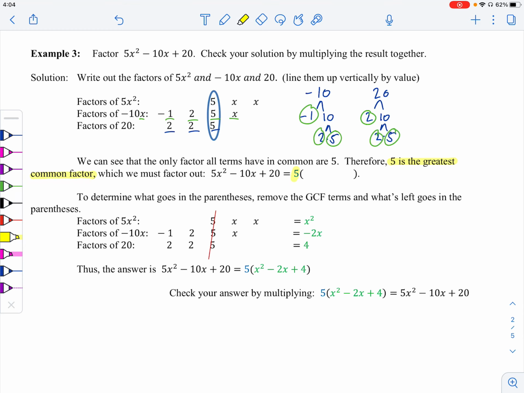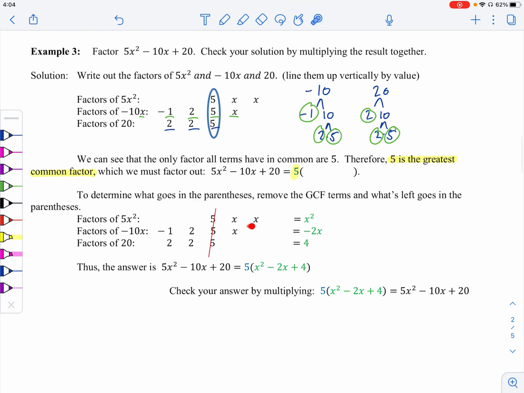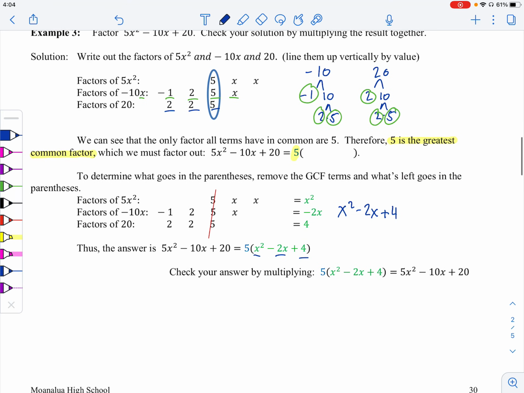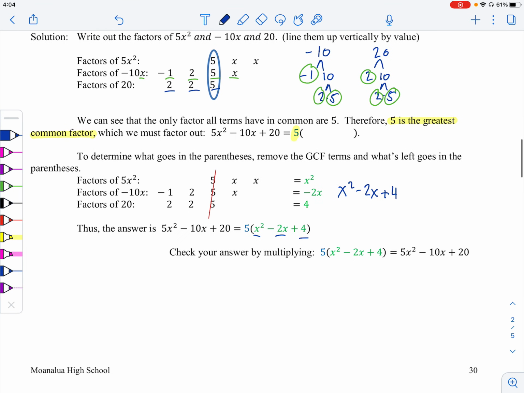Then we look at what is left. So what's left? X times x, so that's x squared. This one will be negative 2x. This one will be 4. So altogether, what's left is x squared minus 2x plus 4. And that's how we got this right here, what's left over. And you can check by multiplying, distributing, they should be equal.